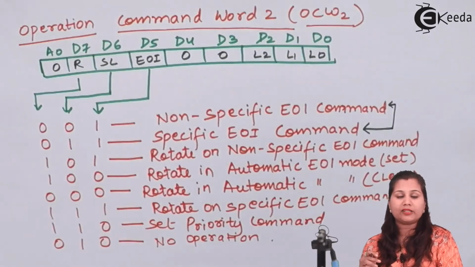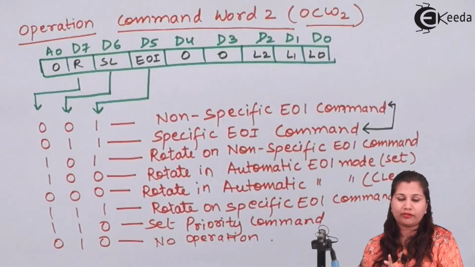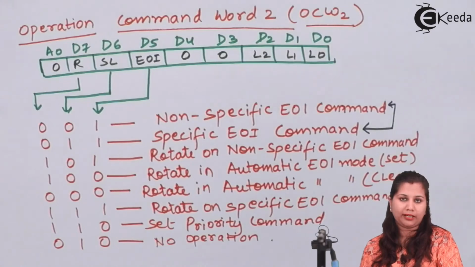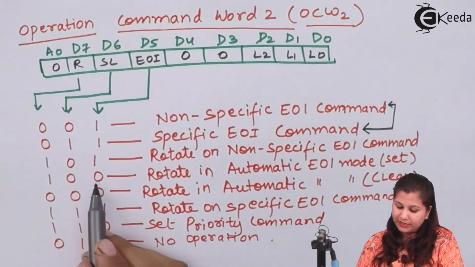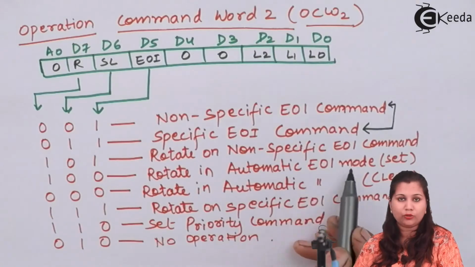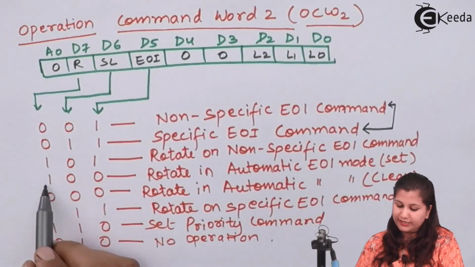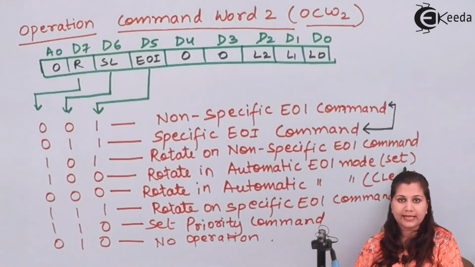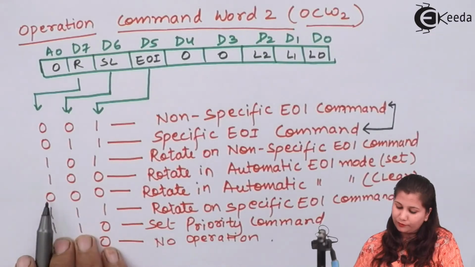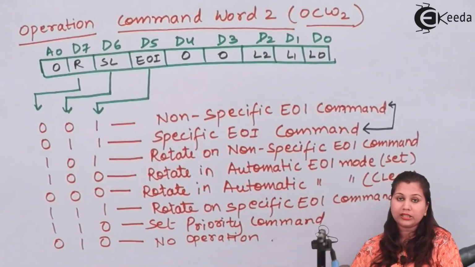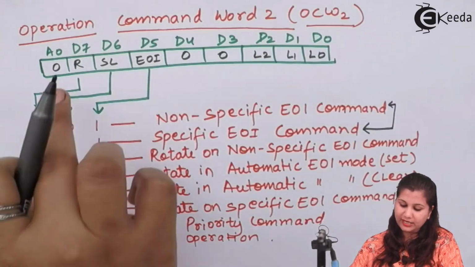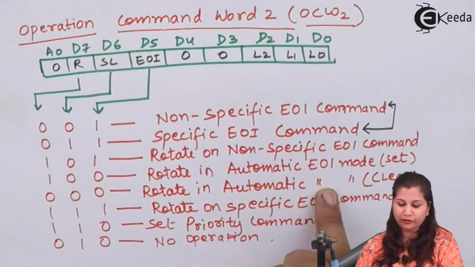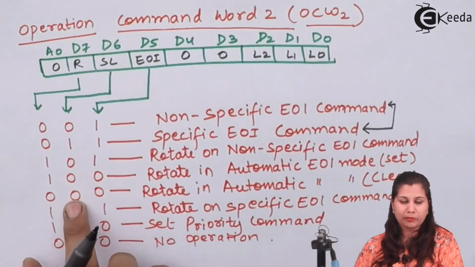The EOI command is also of two types. One is the self-generated, which we call the EOI command, and the other is the automatic EOI command. So if this bit is 0, then the automatic EOI mode is selected, and if R is 1, then you have to rotate: rotate in automatic EOI mode set. Then if this is 0, it is rotate in automatic EOI mode clear. So that is the difference when the R bit is changed. Also this is 000, so we have the automatic end of interrupt command and also non-specific.